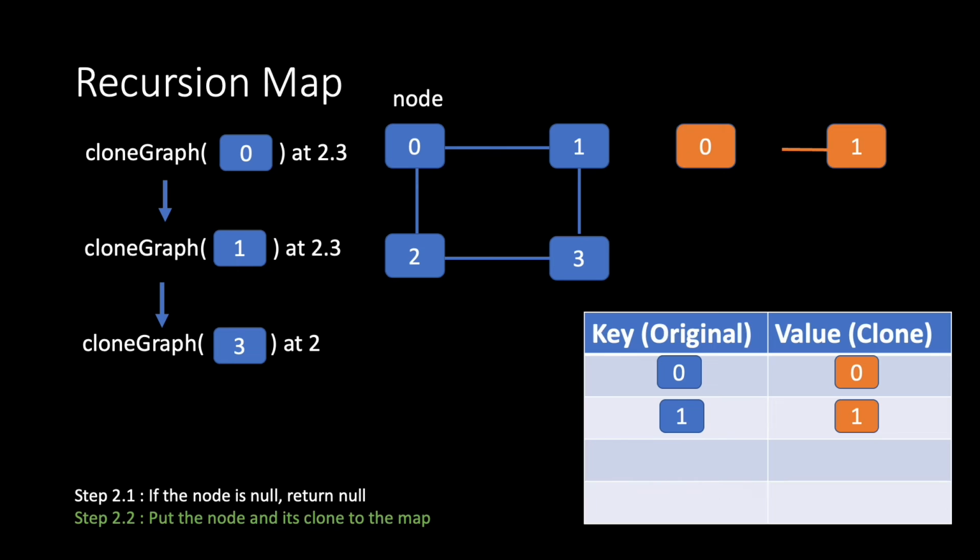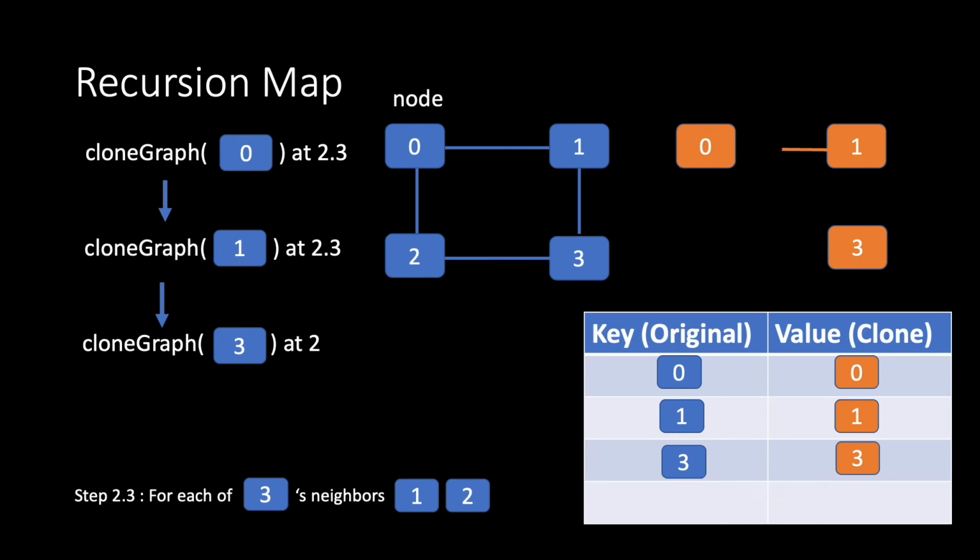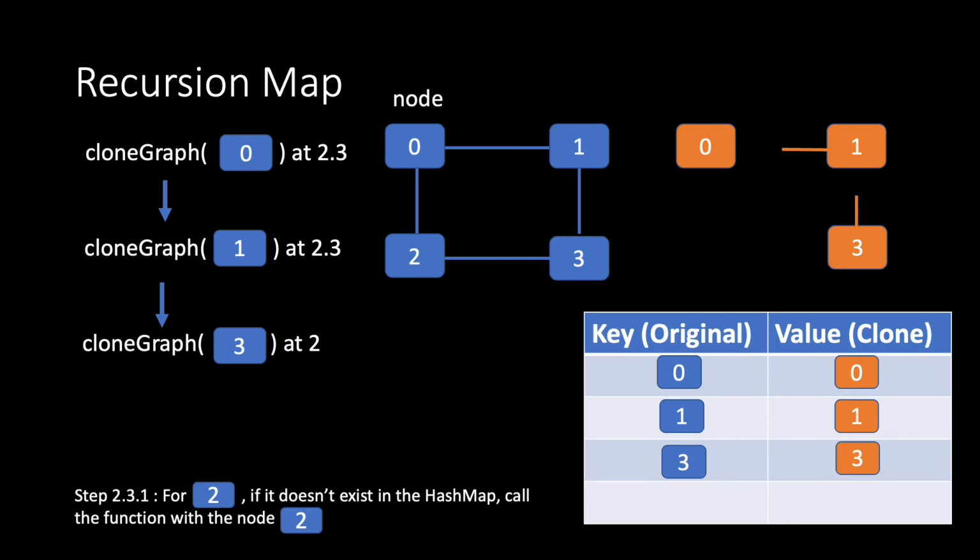And we're going to start with step 2 again. It's not null, so we're going to put the node and its clone to the map. We're going to check 3's neighbors again, which are 1 and 2 this time. We're going to start with 1, and 1 already exists in the hash map. So we can just update 3's neighbor. We can add 1 to 3's neighbor. And I'm also drawing a half line here because I'm only saying that 1 is 3's neighbor. I have to say 3 is 1's neighbor to complete the line, and I can do that later.